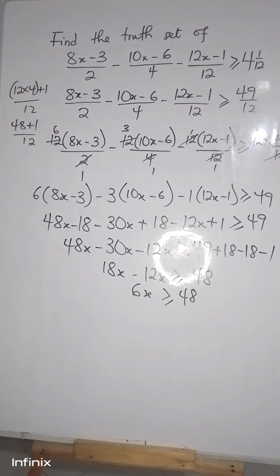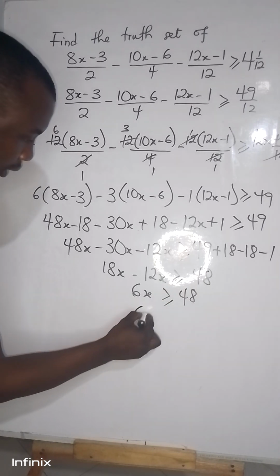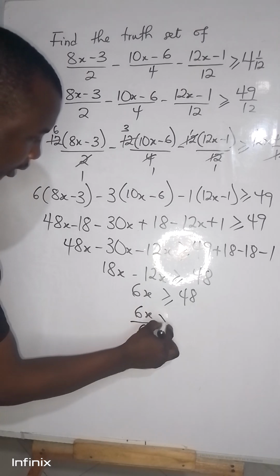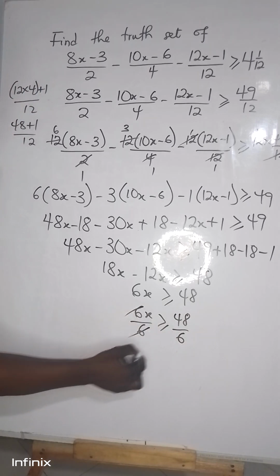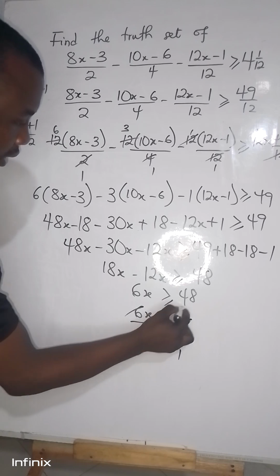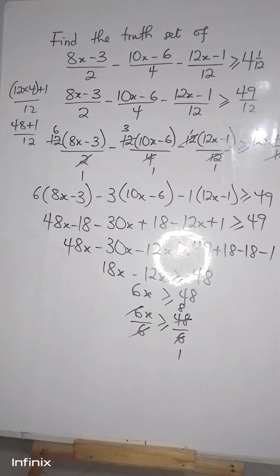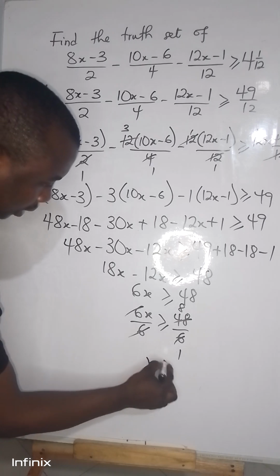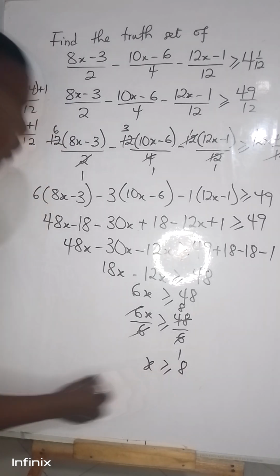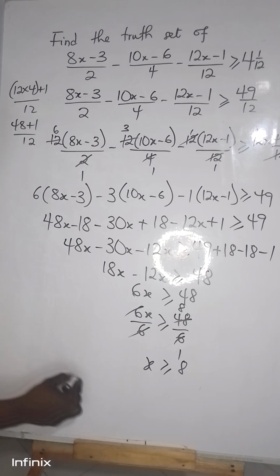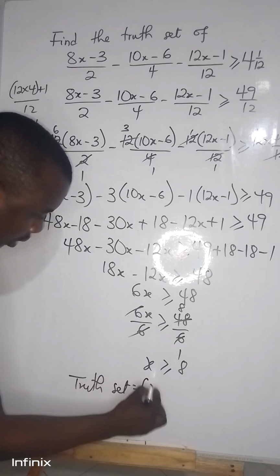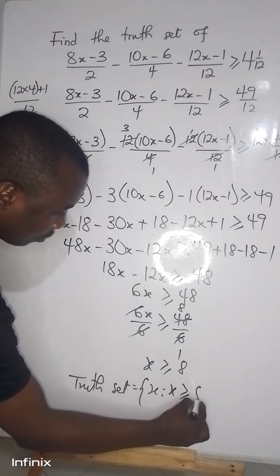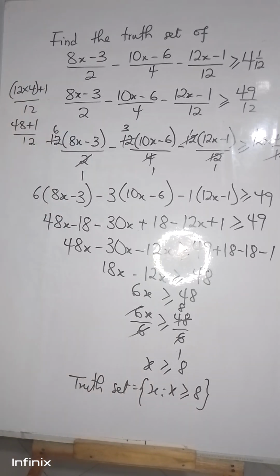Then divide through by the coefficient of x. So you have 6x on 6 greater than or equal to 48 on 6. This cancels this. 6 into 48, that is 8, because 8 times 6 is 48. So you have x greater than or equal to 8. And since they are talking about the truth set, you put your answer in brackets. So the truth set: x such that x is greater than or equal to 8. Right, so that is the answer there.